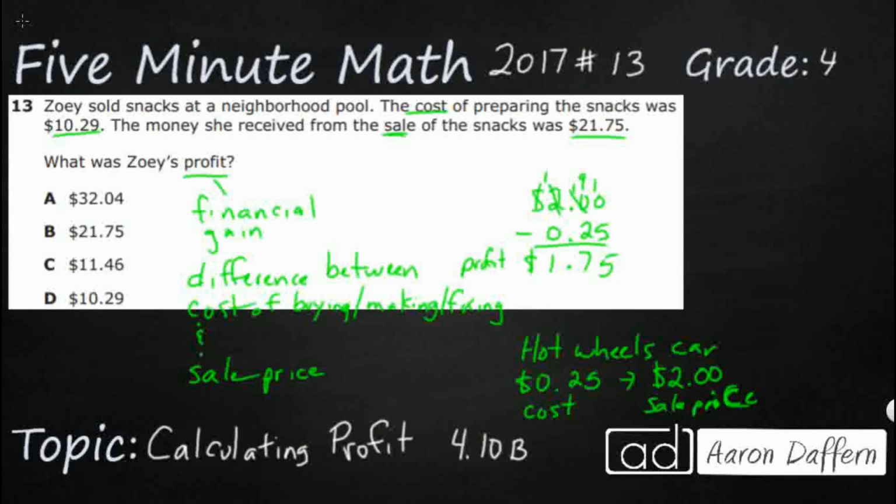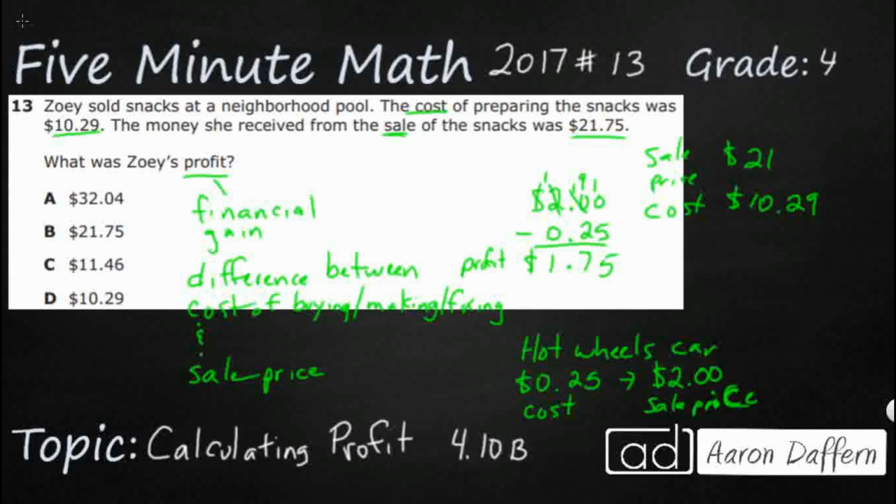So in this particular problem, they actually just give us the two different items that we need to figure out. So we've got our cost, and I'm going to put that underneath because we're going to have to subtract these two. So the cost of these snacks is going to be $10.29. And then we've got the sale price of these snacks. They go ahead and give that to us as well. And that's going to be $21.75.